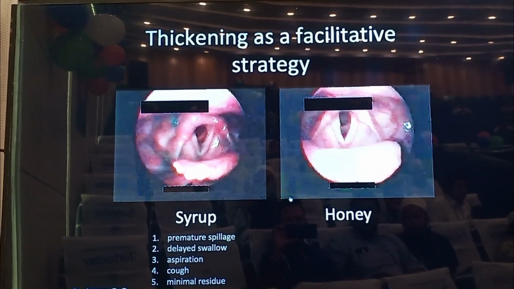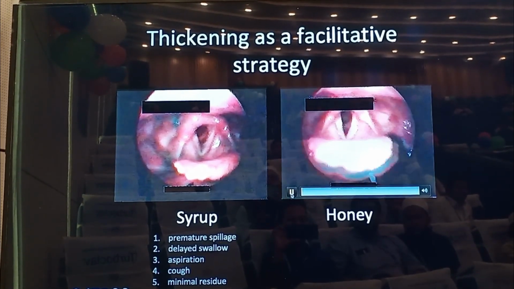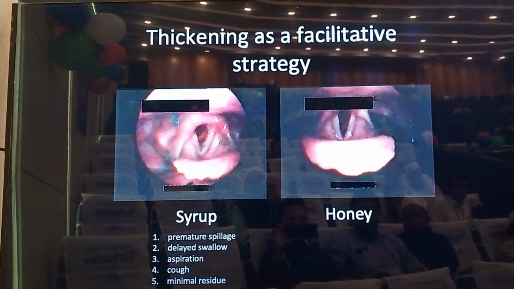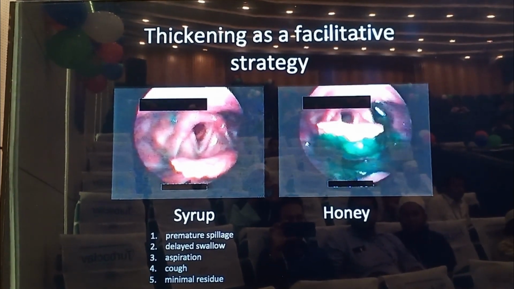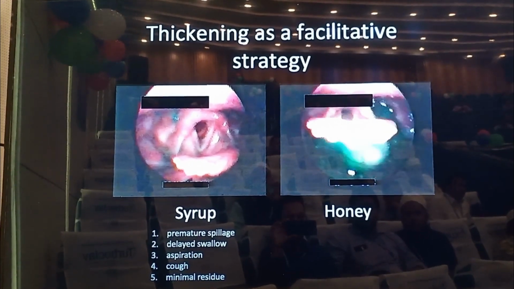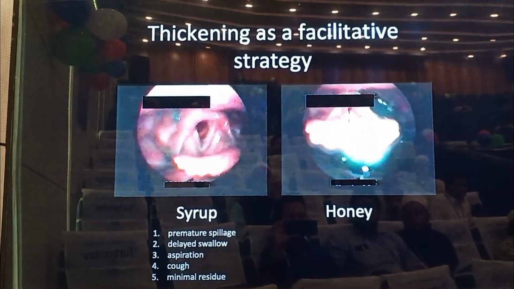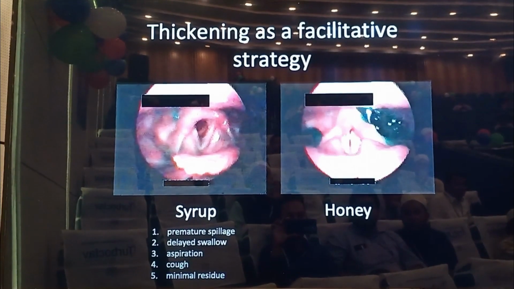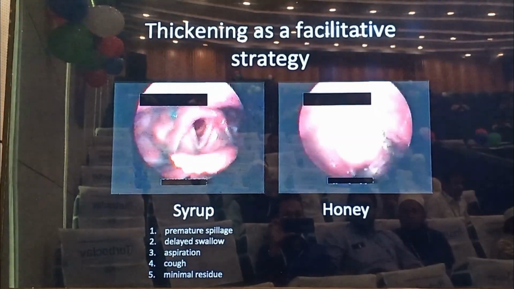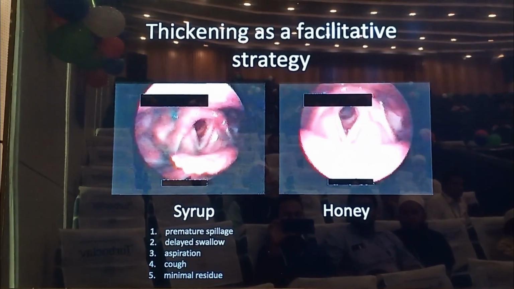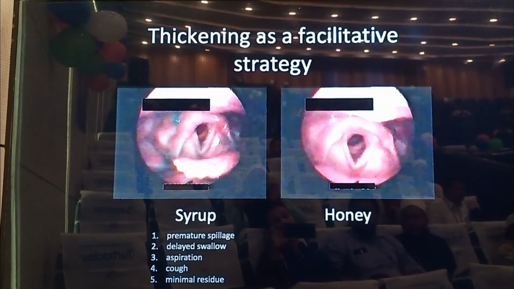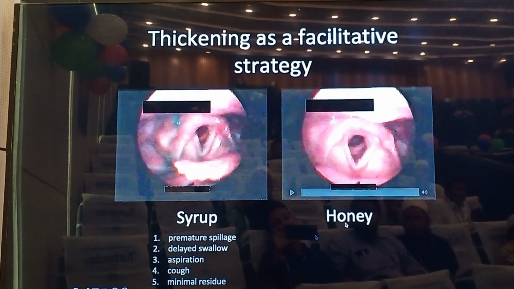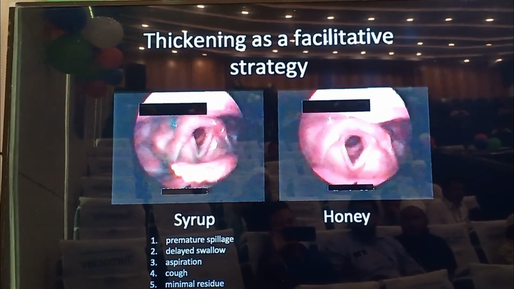Now, if we thicken the liquid, this is what happens. So there's still spillage down to the hypopharynx, but we're using thickened liquid now, and when the patient eventually swallows, you can see that the bolus actually passes down into the esophagus much more easily. So this is one type of facilitative strategy.